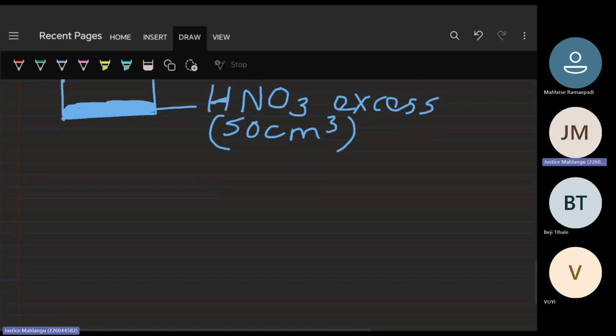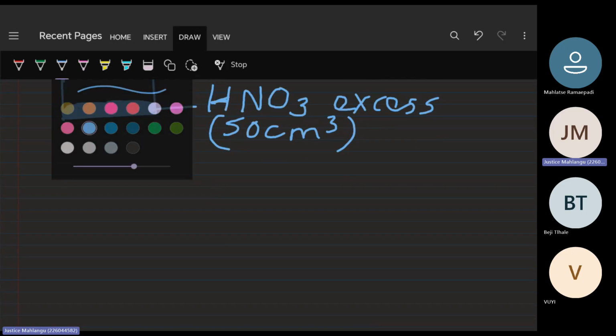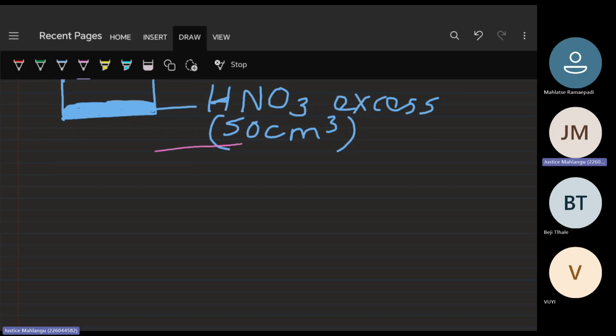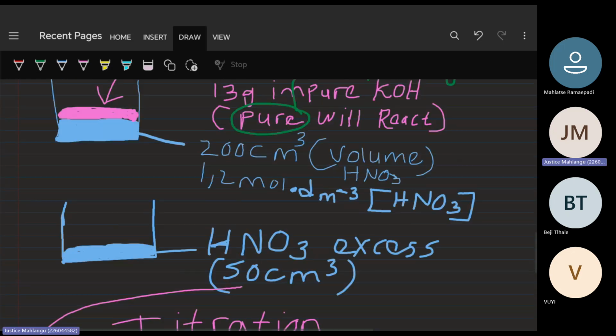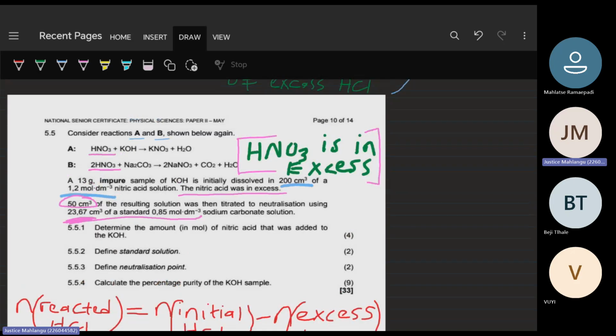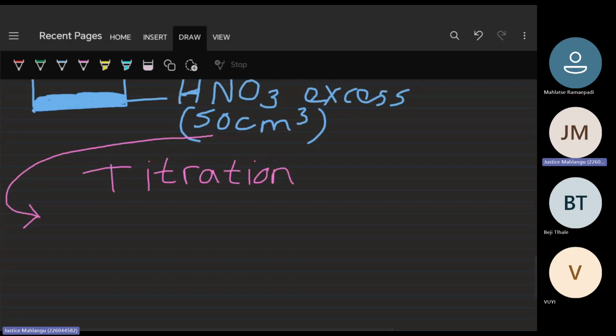This 50 cubic centimeter, we're going to take it and we're going to what? Titrate it. Now there's going to be titration involved. We only take the one that is in excess, guys. The amount is 50 cubic centimeter. We're titrating this 50 cubic centimeter of the excess nitric acid. So let's titrate this. Now there's titration involved.